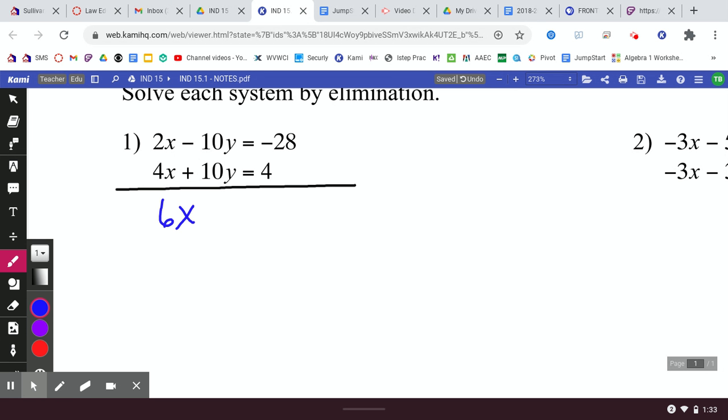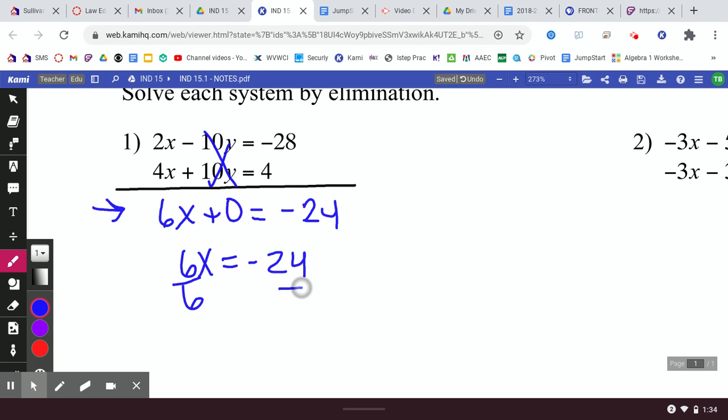Your minus 10y and plus 10y would go to what? Reduces to 0, right? So for now I'm going to put plus 0, but I'll show you in a minute you don't really have to put that 0 there. And then negative 28 and positive 4 is negative 24. Now I'm going to clean this up a little bit. You can skip this line right here, because if you just write 6x and this reduces to 0, you can put equals negative 24, and you can skip the step of dropping that 0 out, because it just kind of gets in the way. Now I'm going to divide by 6 and divide by 6, and I get x equals negative 4.